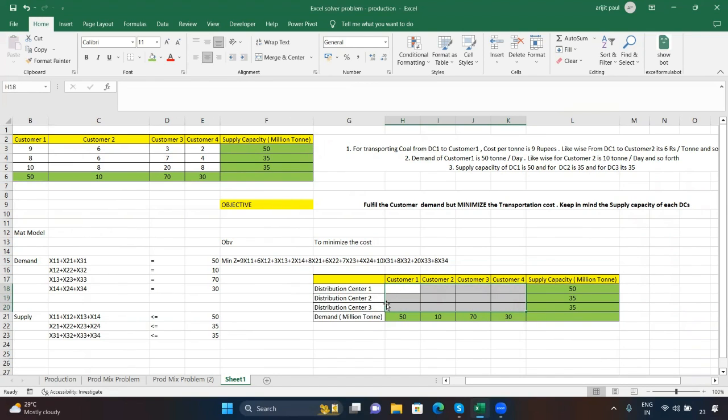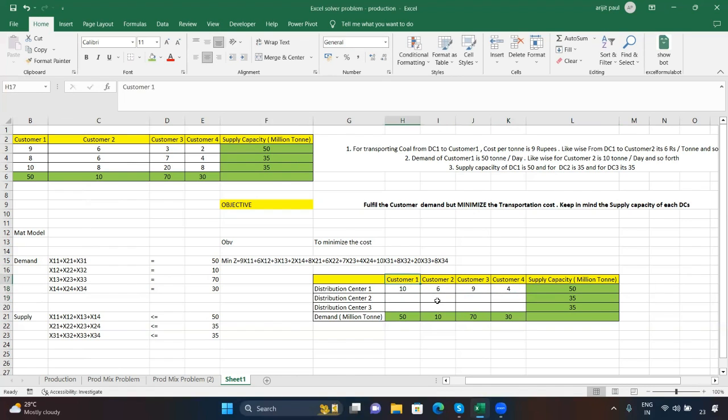Okay, so for an example, for distribution center 1, we are transferring coal of 10 ton to customer 1. To customer 2, we are transferring around 6 ton. Customer 3, we are transferring around 9 ton. And to customer 4, we are transporting around 4 ton of coal from distribution center 1.